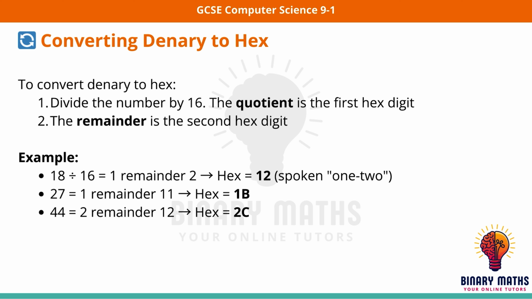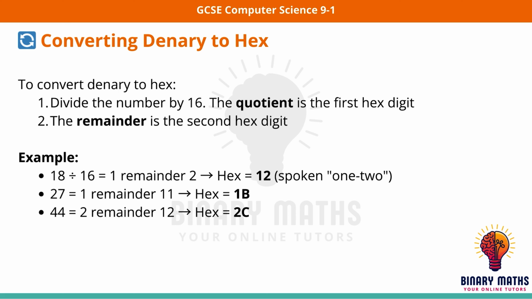11 in hex, using the place value table for hex, we can see is B. So again, 16 goes into 27 once, so we have a 1, and we have a remainder of 11. 11 in hex is B, so we would have 1B.